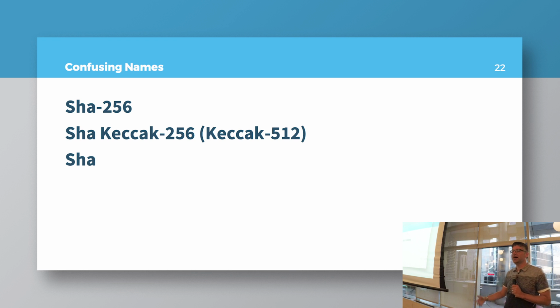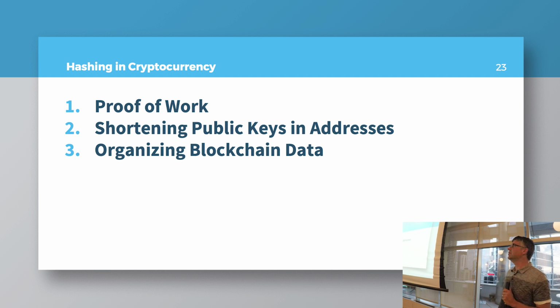So where is hashing used in cryptocurrency? It's used in 3 different places. The first one is proof of work. These are the math puzzles that cryptocurrencies use to validate transactions. And as I said, Bitcoin uses SHA-256 and Ethereum uses SHA-3. And of course they do a lot of other stuff.